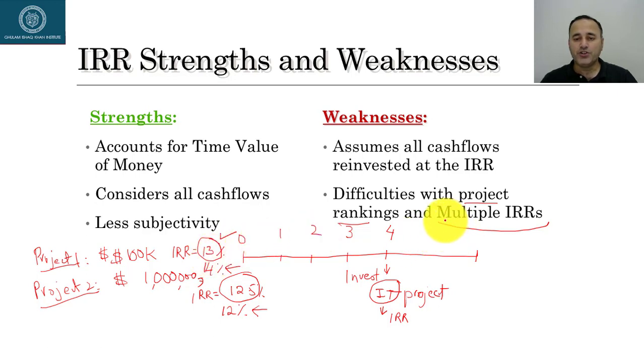So to sum it up for you, one of the major weaknesses of IRR is that we cannot rank projects. And then with the project life cycle, sometimes it has multiple IRRs, and then we cannot simply reject or accept a project based on IRR alone.